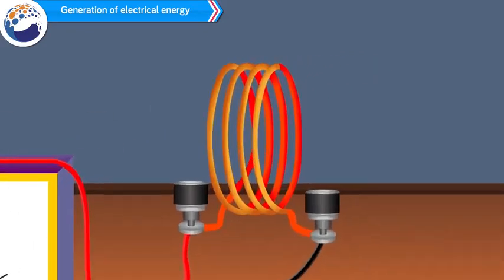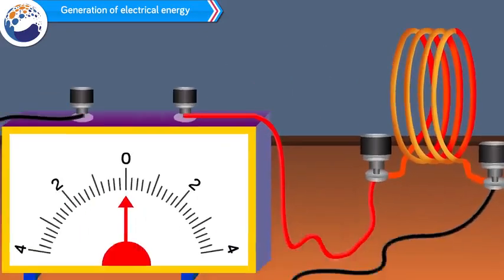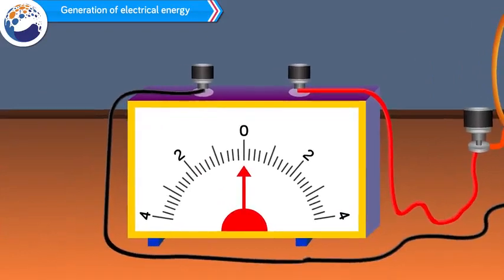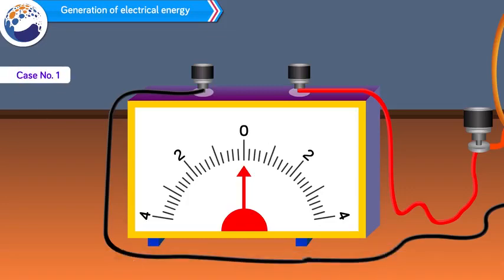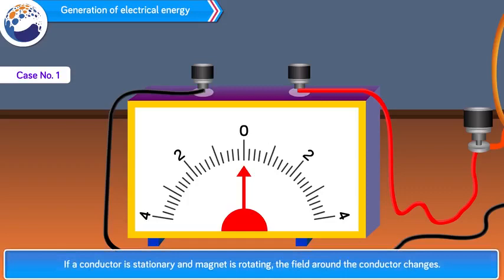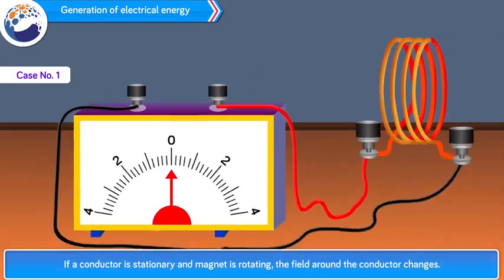Take a circular coil and connect two ends of this coil to galvanometer to measure potential difference. This circuit has no source of electricity and the galvanometer initially shows zero reading. The field around a coil can be changed in two ways. Case number 1. If a conductor is stationary and magnet is rotating, the field around the conductor changes.